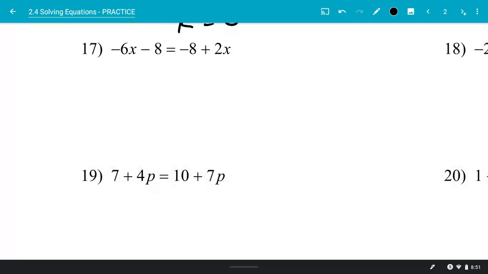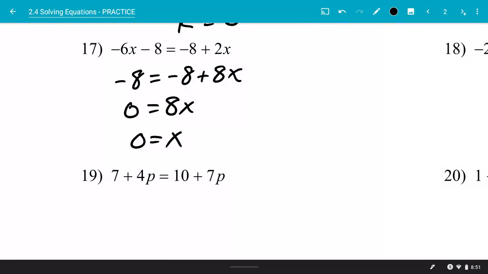17. Negative 8 equals negative 8 plus 8x. 0 equals 8x. 0 equals x. What do I do first? Right? I'm glad. Thank you for being honest. Okay, what was the very first thing I did? How do I get from this line to this line? You have to move the variable over.